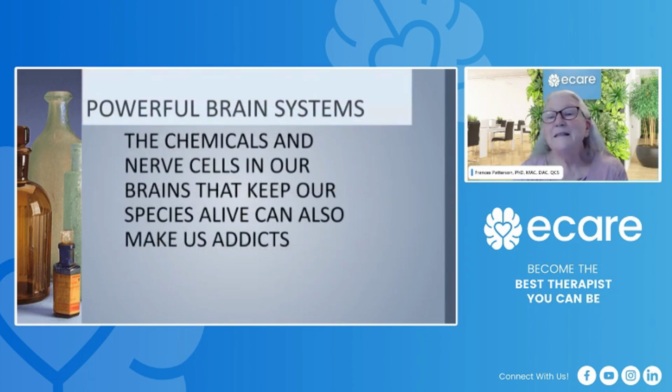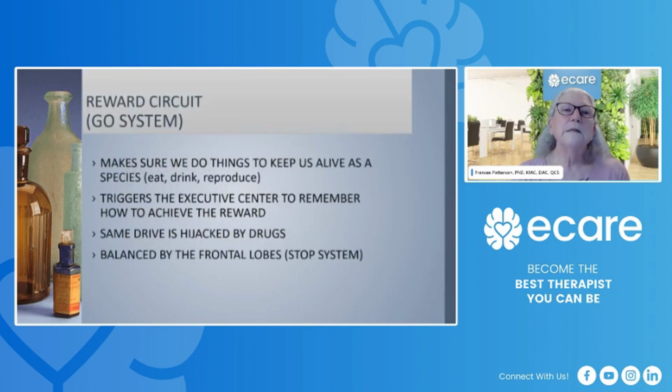Now, this is very powerful in our brain. This system helps us to survive. And the chemicals and nerve cells in our brain that keep us alive can also make certain people addicted. So what happens in this reward circuit?